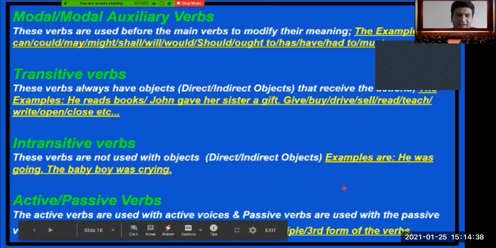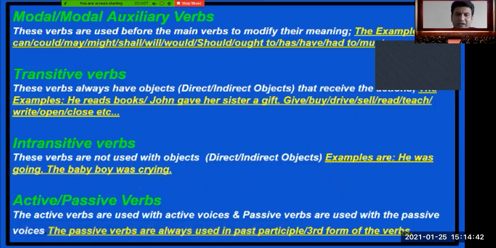And finally, there are active or passive verbs. Active verbs are those we use in active voice sentences, and passive verbs are those which are used in passive voice. I will make a separate video on active and passive voice that will give you a clear view of what they are. But passive verbs are always used in the third form of the verb.